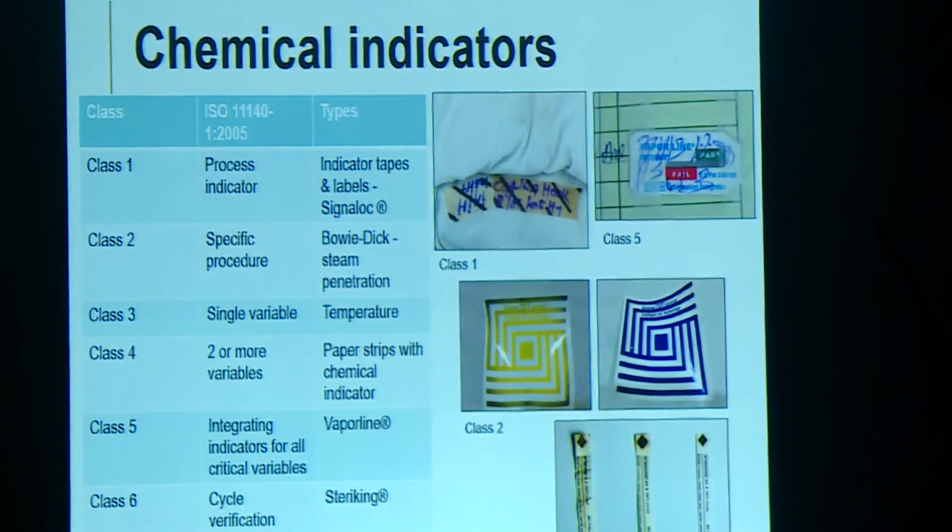Then there are chemical indicators, which Dr. Sagar has already spoken about, and some of which you are quite familiar with, like Signal Lock. There are different classes, class 1 to 6, and it's not that class 6 is superior to class 1, because if you see in this column, each class has a specific indicator. Like this, Dr. Sagar has spoken about steam sterilization.